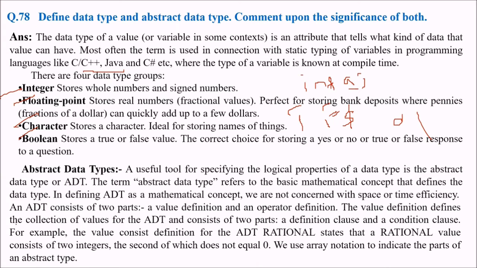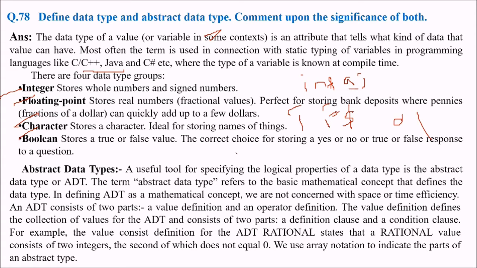What about abstract data type? An abstract data type, you can say, is a basic mathematical concept that defines the data type. It is the mathematical concept which defines the data type. So an abstract data type tells about the operations which can be applied on the data type. How to implement these operations is not given. It is up to your discretion.